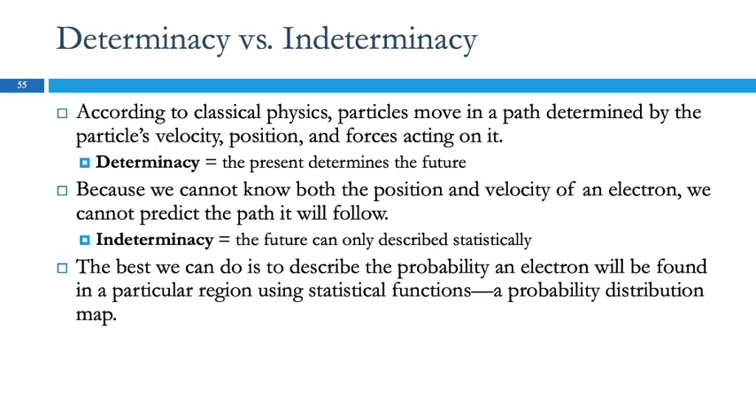So we mentioned determinacy earlier in this chapter. That's classical physics. Particles move in a path determined by the particle's velocity, position, and forces acting upon it. The present situation of an object determines what it's going to do in the future. You throw a baseball, and you can predict what's going to happen. Our brains are doing all kinds of incredible calculations when we learn how to catch a ball that's thrown at us, right? Babies, small children have trouble with that.